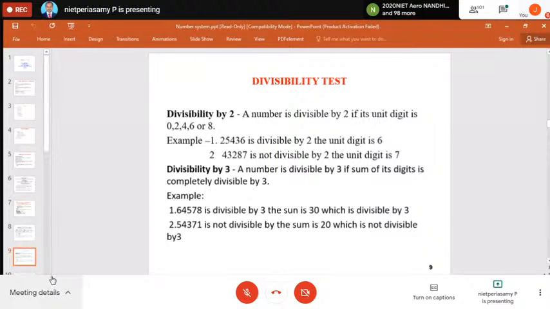Similarly, go to the second example, 54,371. You add all the digits: 5 plus 4 plus 3 plus 7 plus 1. When you add all the digits appearing in this numeral, the total sum is 20. The 20 is not divisible by 3, so the whole numeral is not divisible by 3. This is the divisibility by 3.